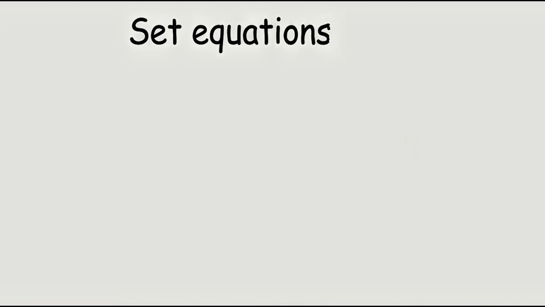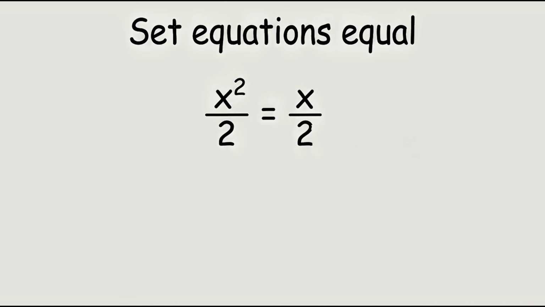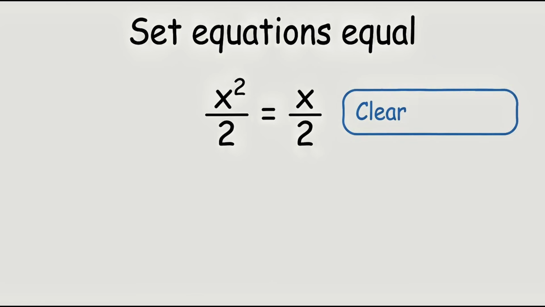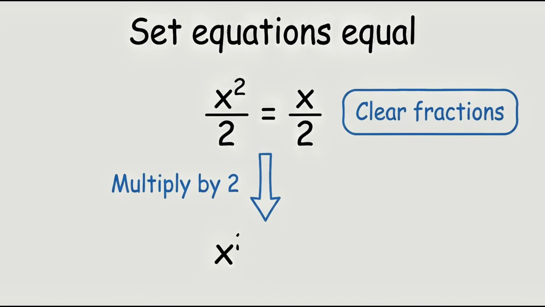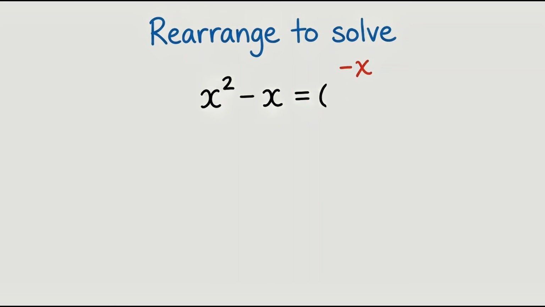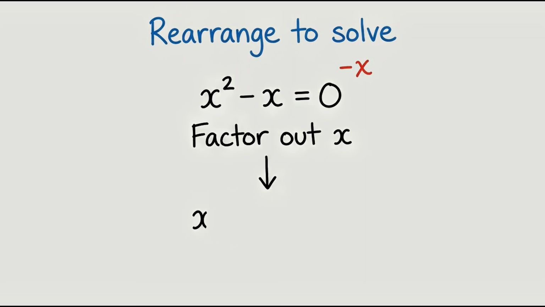So we set the equations equal. We write x squared over 2 equals x over 2. To make this easier, clear the fractions by multiplying both sides by 2. That gives x squared equals x. Now bring everything to one side so we can solve. Subtract x from both sides. We get x squared minus x equals 0. Next, factor. Factor out x, which gives x times x minus 1 equals 0.